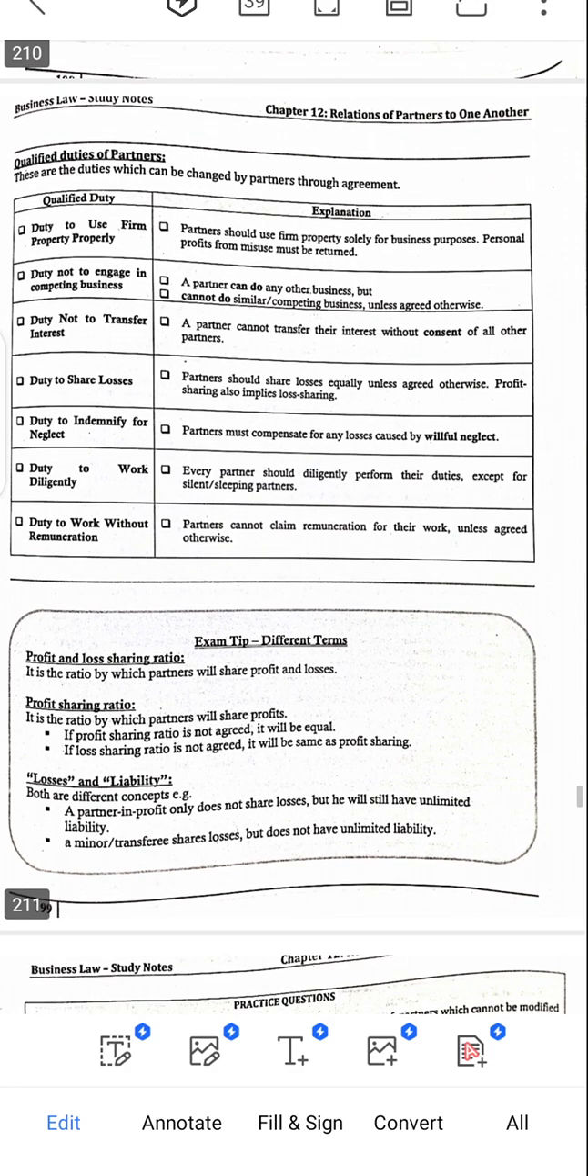Duty to work without remuneration. Partners cannot claim remuneration for their work unless agreed otherwise. So they will only receive profit, not remuneration. If there is any agreement signed that all the partners will get certain remuneration, then they can get the remuneration. So I hope you understood the duties of partners.